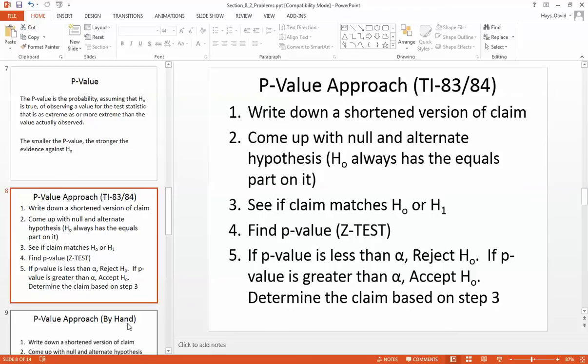Now here's how we're going to do the p-value approach on the TI-83, TI-84. We write down a shortened version of the claim. We come up with a null and alternate hypothesis. H0 always has the equals part on it. Then we'll see if our claim matches H0 or H1. We'll find a p-value using a z-test. And then if the p-value is less than alpha, we'll reject H0. If the p-value is greater than alpha, we'll accept H0. And then we'll determine the claim based on step 3.